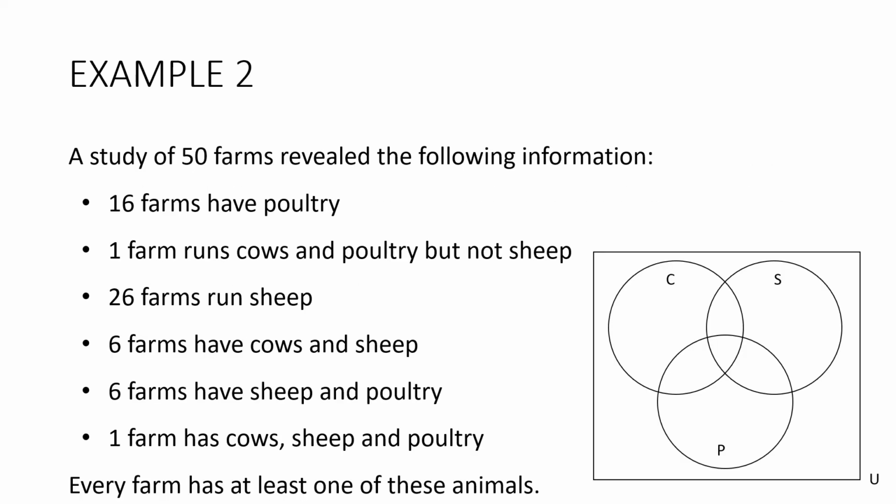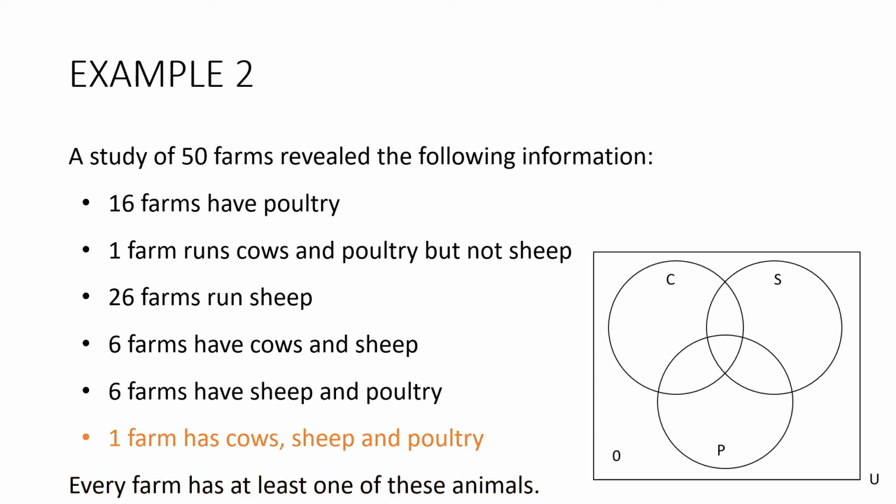Here's example 2. This time we have 3 sets. We have cows, sheep, and poultry, and a whole lot of facts. Now, order is somewhat important. If we have a look at 16 farms have poultry, that's that whole set there, and we can't figure out what the breakup is. So I'm going to start with the very bottom fact. Every farm has at least one of these animals, which means that there's 0 outside of those 3 sets.